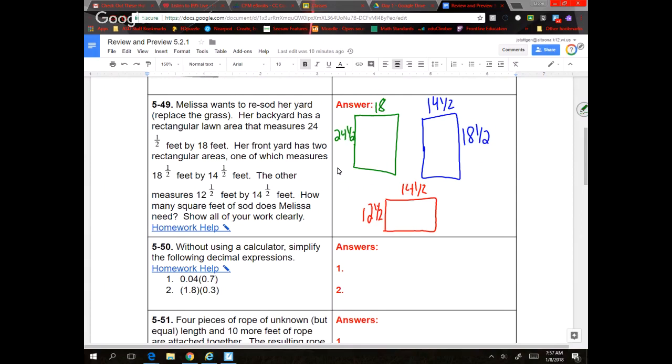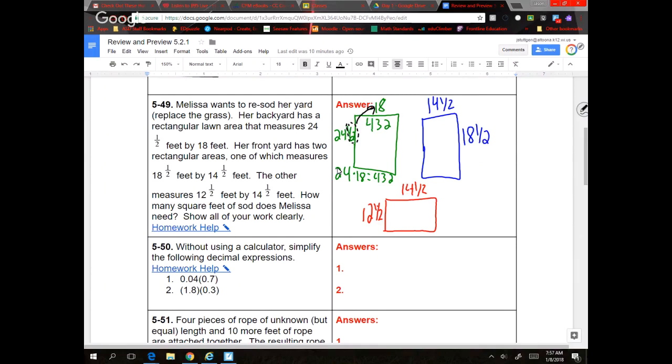All right, so solving the green one first. I'm going to do 24 times 18. So basically, I'm multiplying the whole numbers first. When I do that, if I did the math correctly, I should get 432. But that is not the answer because I still have this half here yet. I still have to do 1/2 of 18.